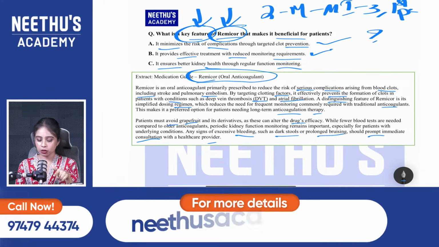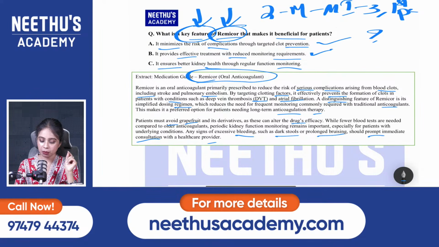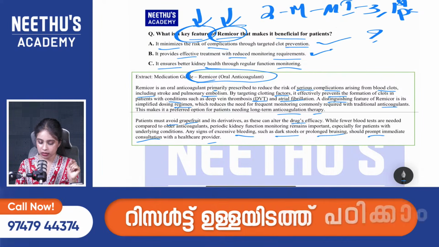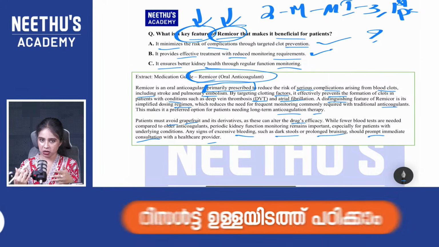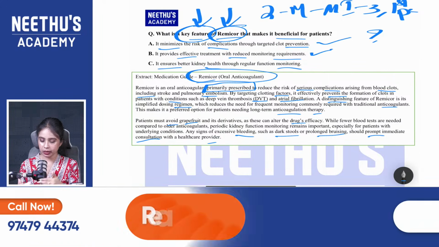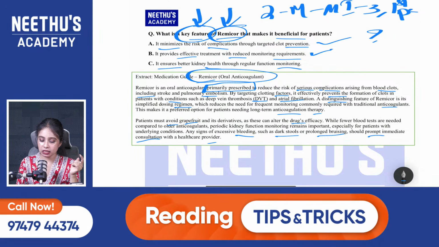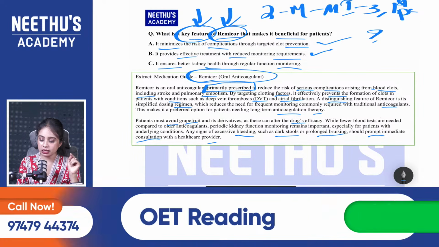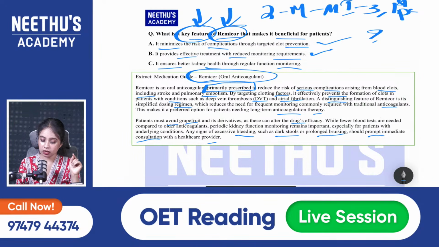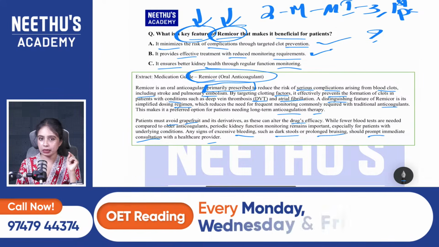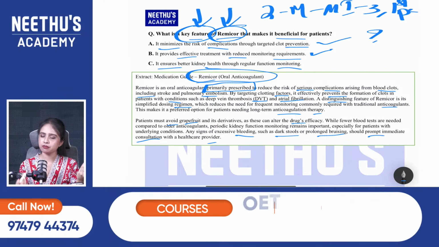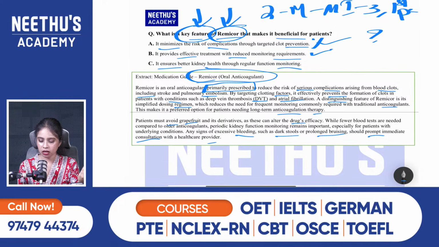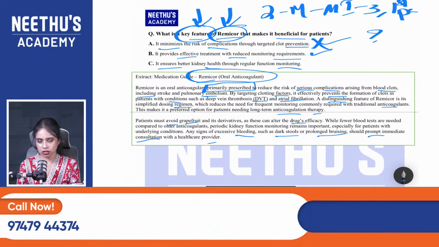Mentioned, right? Because it is mentioned in the first line. Remicor is an oral anticoagulant primarily prescribed, that is, initially prescribed. This medicine is prescribed firstly to reduce the risk of serious complications arising from blood clots, including stroke and pulmonary embolism. But when you read this first line itself, very simply you can eliminate option A. Is it exactly the same? Of course not the same.